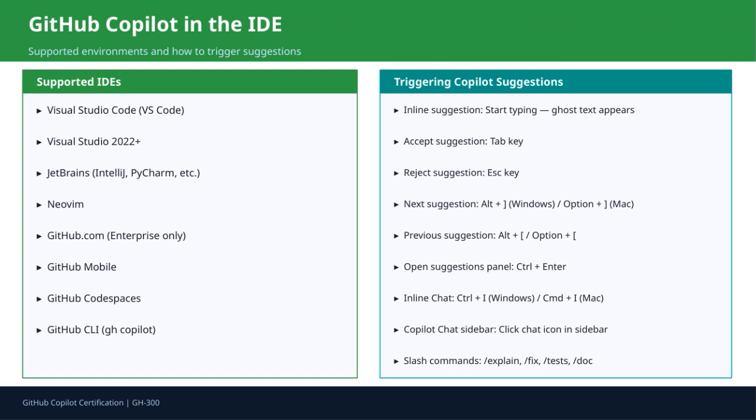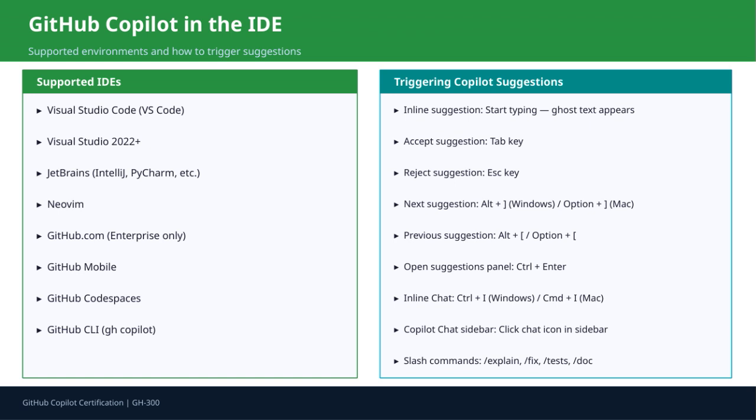When it comes to triggering suggestions, it's quite intuitive. As you start typing, Copilot generates inline suggestions in ghost text. To accept a suggestion, simply press the Tab key, and if you want to dismiss it, you hit Escape. You can navigate through multiple suggestions using Alt plus the bracket keys on Windows or Option plus the brackets on Mac, moving forward or backward as needed. For more options, pressing Ctrl plus Enter opens the Suggestions panel, giving you a broader view.